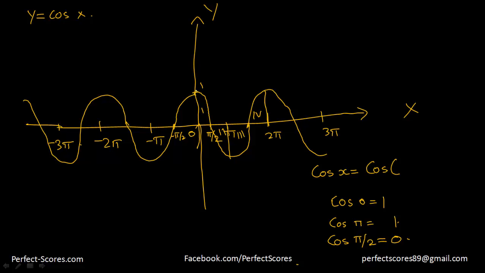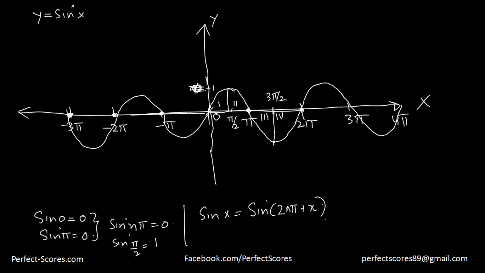So again, the function is going to repeat from 0 to 2 pi, or you can say x plus 2 pi n. That means the function is going to repeat itself, and this will actually be the function for cosine x. And we can actually measure this in our data.